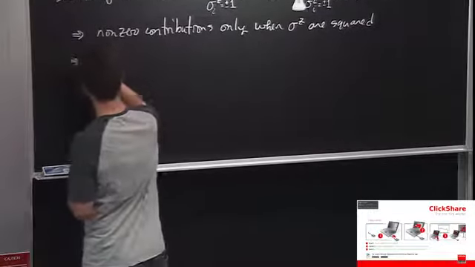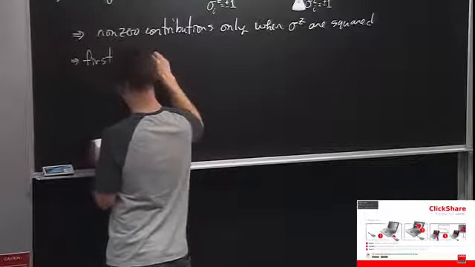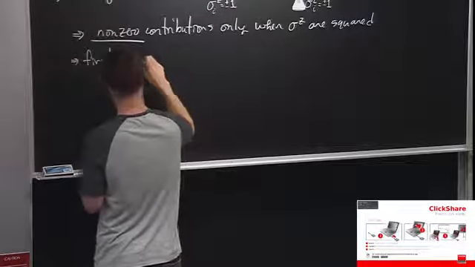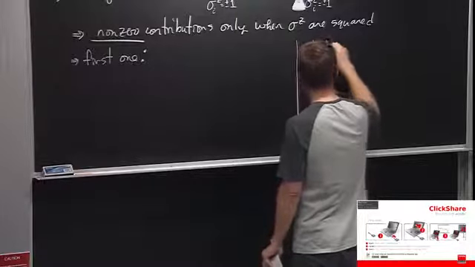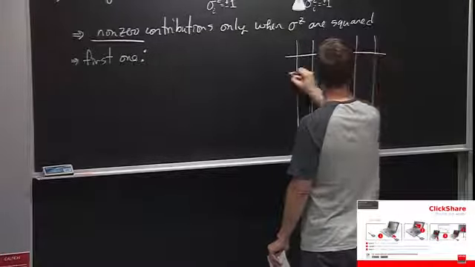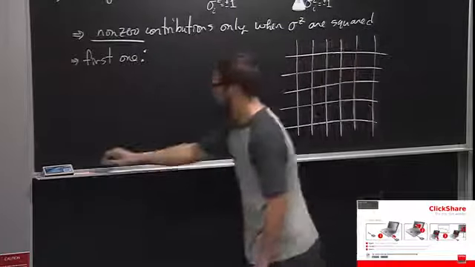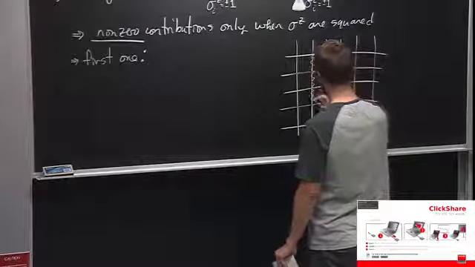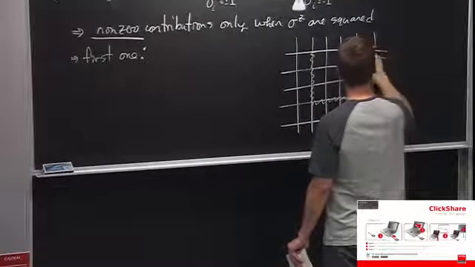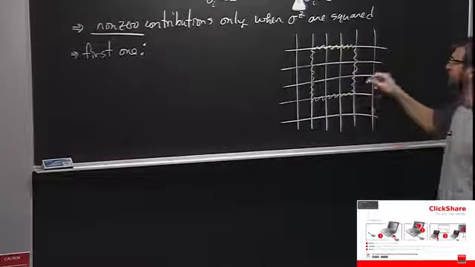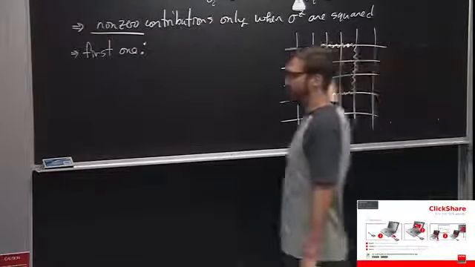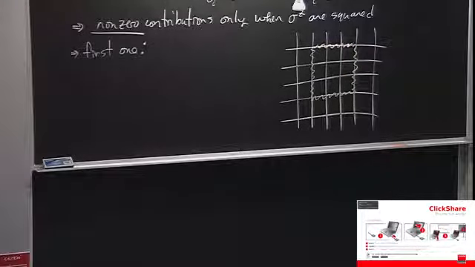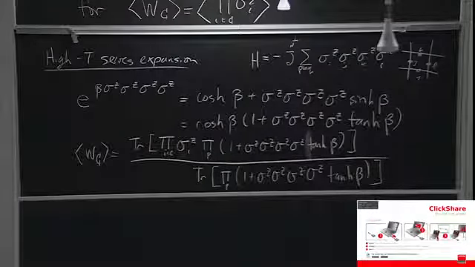So the first non-vanishing, non-zero contribution. Let me draw here. So you have a Wilson loop defined somehow, and you have sigma i's on the boundary, right? So those will be like the terms that come from this piece here. And then every time you have a plaquette, you'll count that thing, say, twice.